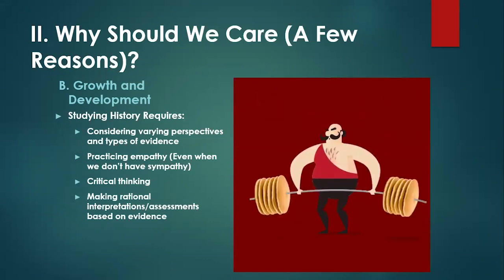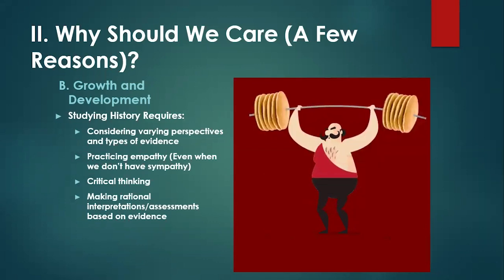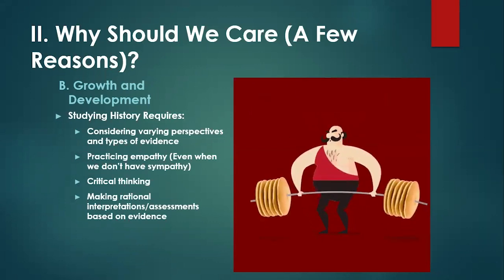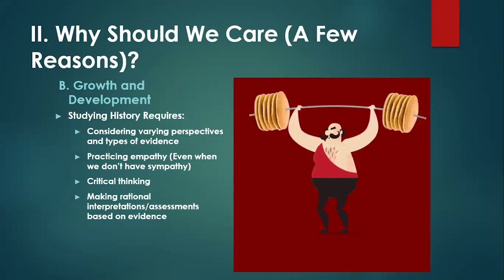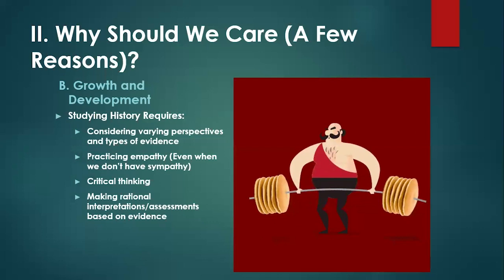Again, this is something you're going to need to do no matter what career path you take. Scientists, how does the scientific method work? You've got to make your hypothesis, observe some evidence, get data based on that evidence, and assess that evidence. That's what we're doing with history. We're looking at evidence, assessing it, and making interpretations accordingly.